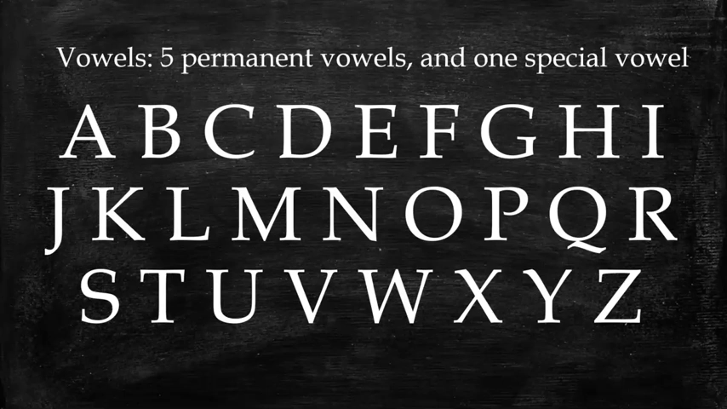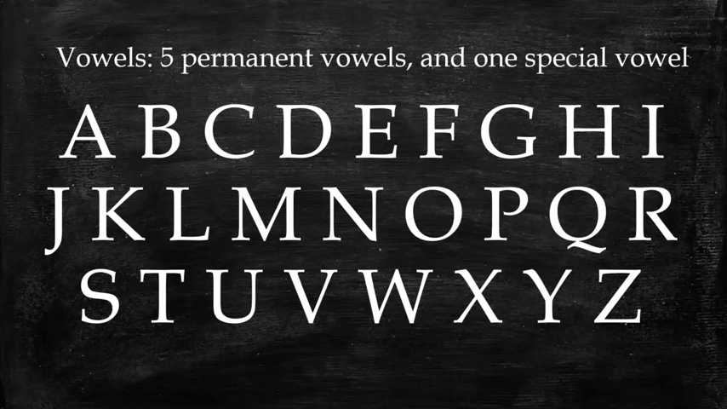So in the English alphabet, there are 5 permanent vowels and 1 special vowel. The 5 permanent vowels are vowels all the time. So it doesn't matter where they are in the word, what they sound like, or anything else. It is just the fact that they are vowels all the time and they never change.